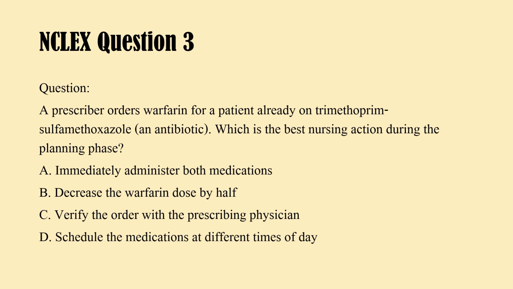NCLEX question 3. A prescriber orders warfarin for a patient already on trimethoprim sulfamethoxazole. Which is the best nursing action during the planning phase? A. Administer both medications. B. Decrease the warfarin dose by half. C. Verify the order with the prescriber. D. Schedule the medications at different times.